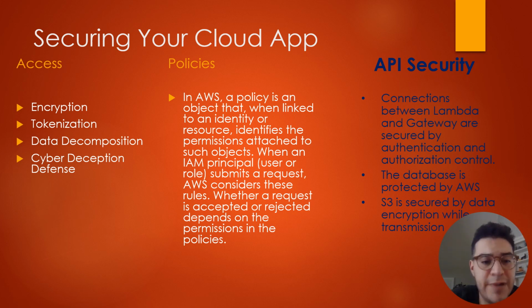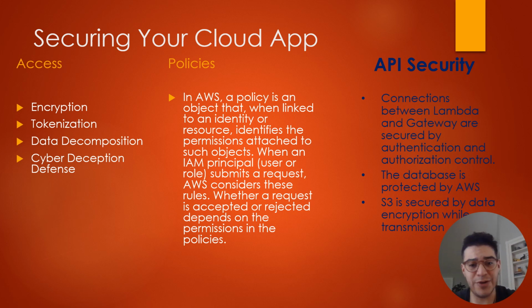Securing your cloud app, you have the access. You will be needing encryption, tokenization, data decomposition, cyber deception defense. These are just to access and keep security. We'll have a couple of policies in AWS as objects. When linked to an identity or resource, a policy defines a permission attached to such an object. When an IAM principal, user or role, submits a request, AWS considers these rules to decide whether the request is accepted or rejected. It's just like a tree branch. You'll have a yes or no if it's accepted or not, just for the permissions.